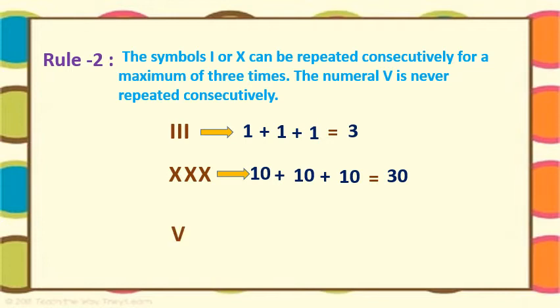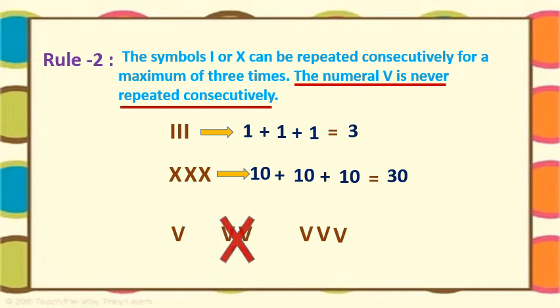Now one more thing is there. I will write, see here, V 1 time, here V 2 times, here V 3 times. Yes, dear students, this I have written in 3 different types. But what the second rule says is that the numeral V is never repeated consecutively. Means we can't write V twice or thrice. We can write V only one time.